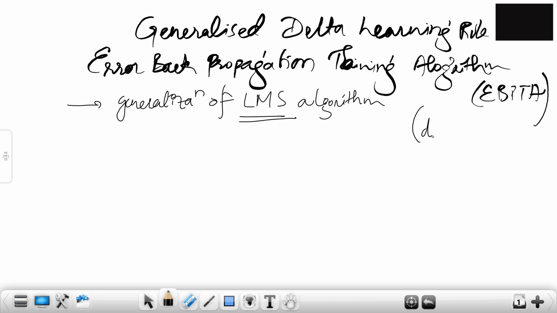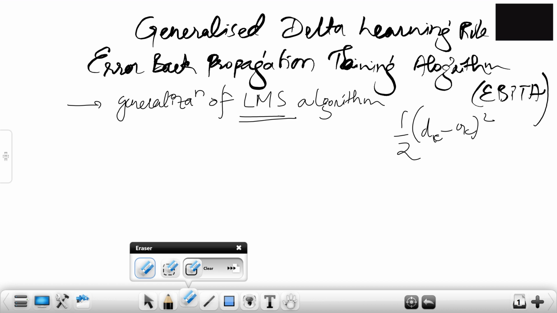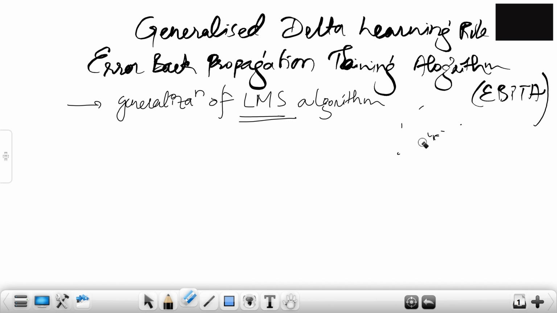You have seen already that dk minus ok, the whole square, times half, will become the least mean square error. It's trying to minimize this error, so minimize the mean square error between the desired and the actual output of the network. That's what I just wrote over there.